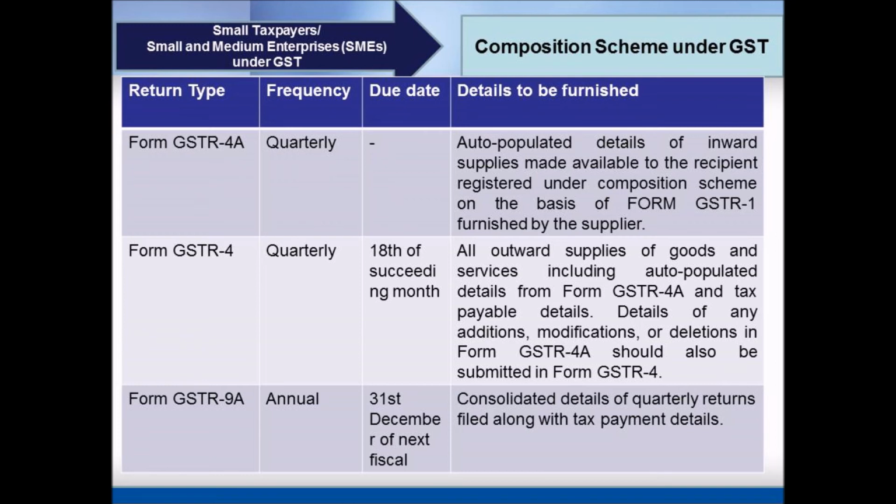The next form is required to be submitted quarterly on the 18th of the succeeding month. Under this form, all outward supplies of goods and services, including auto-populated details, and tax payable details are furnished. Details of any additions, modifications, or deletions should also be submitted in this form.